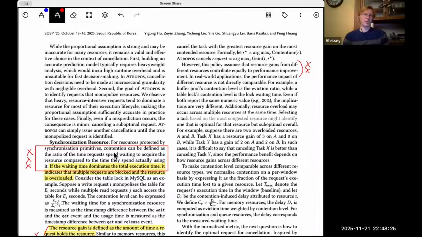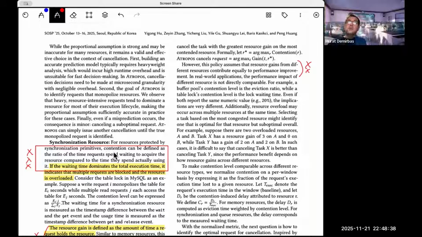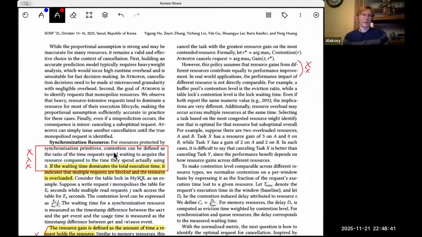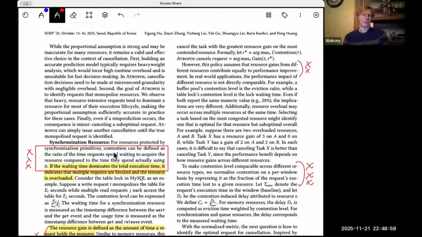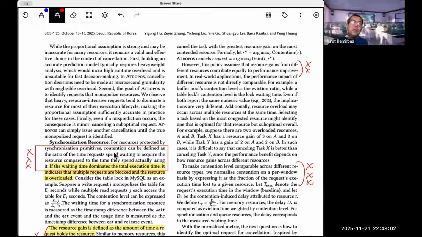Additionally, resource overload may occur across multiple resources at the same time. Selecting a task based on the most congested resource might identify one that is optimal for that resource, but suboptimal overall. For example, suppose that there are two overloaded resources A and B. Task X has a resource gain of 3 on A and 0 on B, while task Y has a gain of 2 on A and 2 on B. In such cases, it's difficult to say that canceling task X is better than canceling task Y, since the performance benefit depends on how the resource gains compare across resources. So it looks like the dominator task is one from each resource category. Is that right? One from each category.